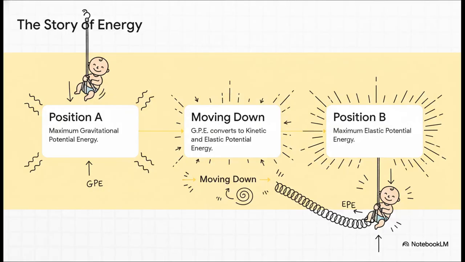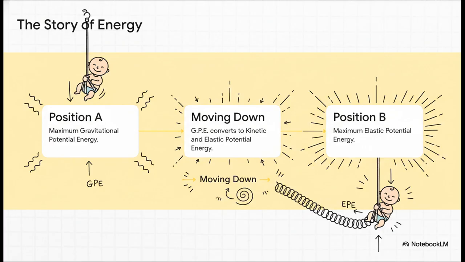And this slide just lays out that whole story perfectly. We kick things off at position A. The baby's up high, so it's all about height, right? That means maximum gravitational potential energy, or GPE. Then as the baby starts moving down, that GPE has to go somewhere. It starts transforming into 2 things at once: kinetic energy, because of the movement, and elastic potential energy as that spring starts to stretch.